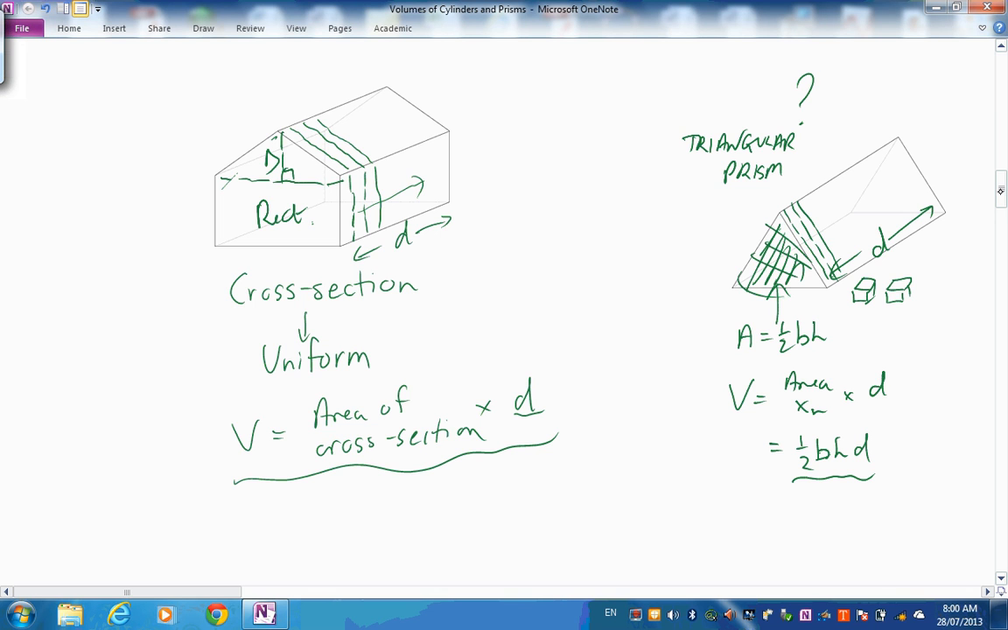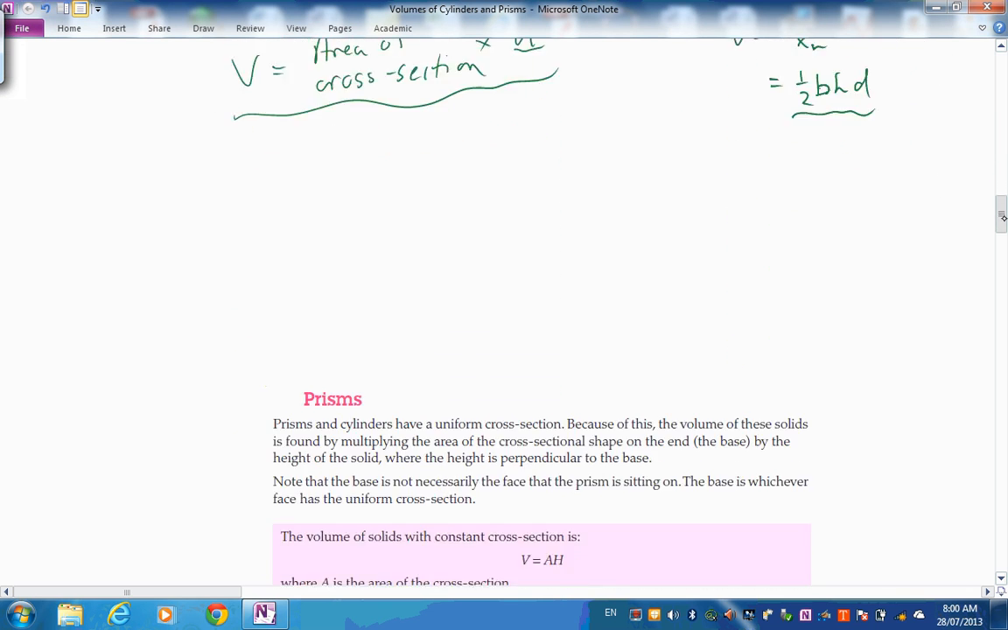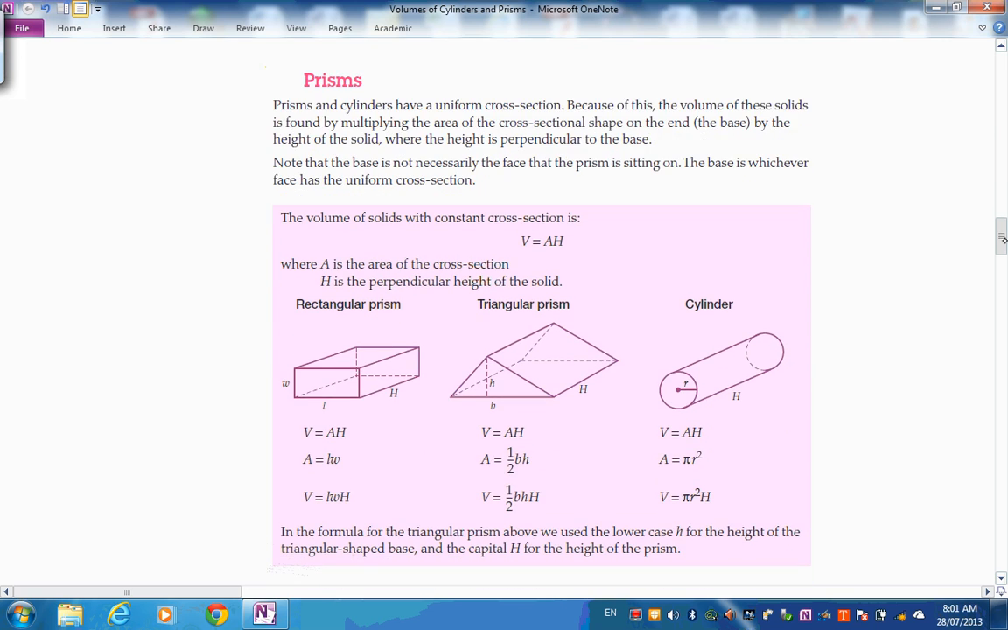Let's go down and summarise some of this, and I've taken some screen clippings from Pearson's textbook for the new national curriculum. And we've got some definitions up here we've already covered. We'll read it out now. Prisms and cylinders have a uniform cross-section. Because of this, the volume of these solids is found by multiplying the area of the cross-sectional shape on the end, they call it the base, by the height of the solid.